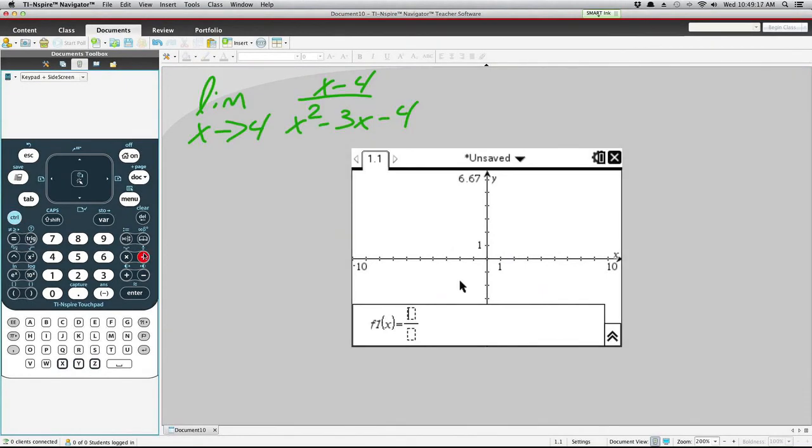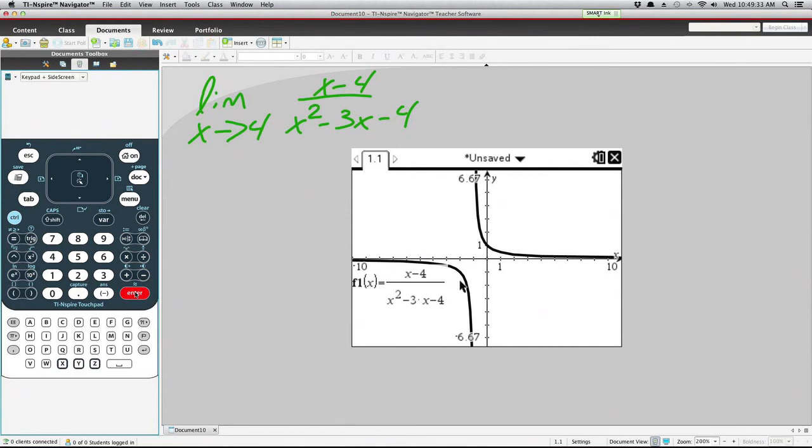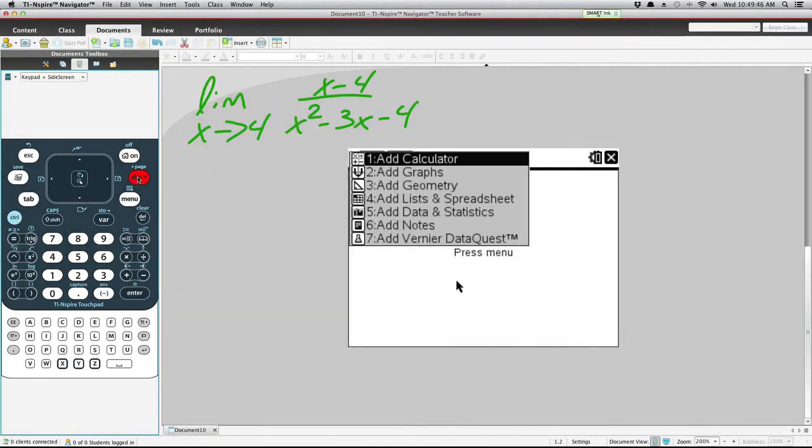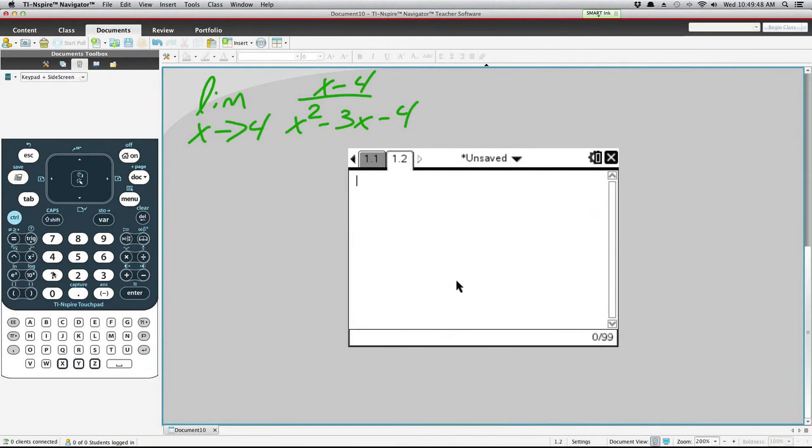So control divide, we're going to put x minus 4 in the top, and we're going to put x squared minus 3x minus 4. And we're going to press enter. Now, I really don't care what the graph looks like. We're just putting it in there to make sure we have a function in our calculator. Now, I want to do control doc to add a new page, and we want to add a new calculator page.